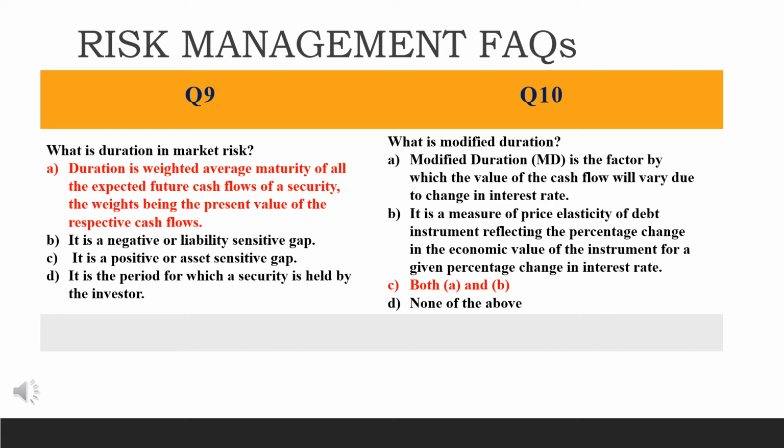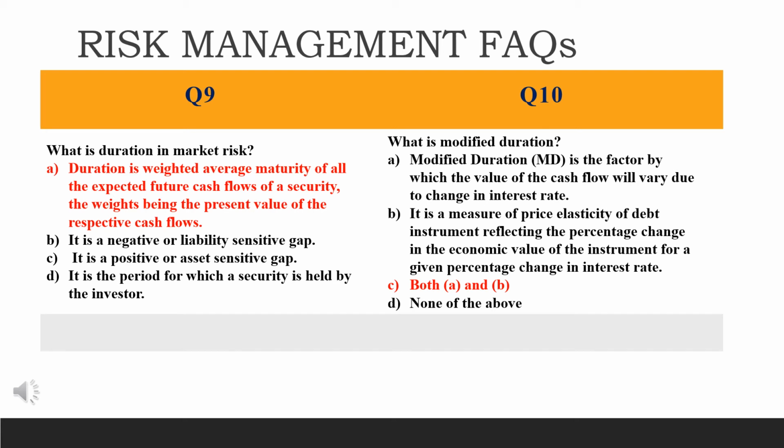Moving to the next question: what is modified duration? They have given you 4 options. The first is that modified duration, which stands for MD, is a factor by which the value of the cash flow will vary due to the change in the interest rate. Second, it is the measure of price elasticity of a debt instrument reflecting the percentage change in the economic value of the instrument for a given percentage change in interest rate. Third is both A and B. Fourth option is none of the above.